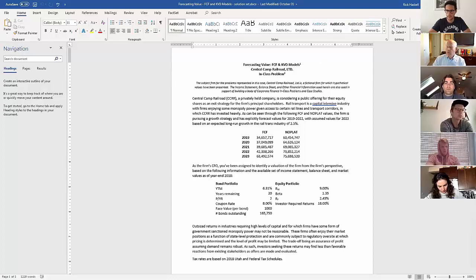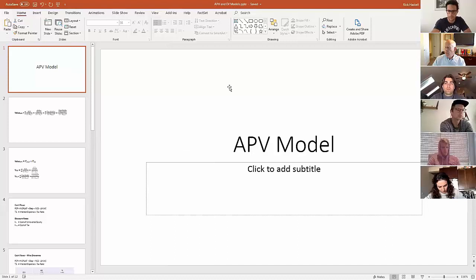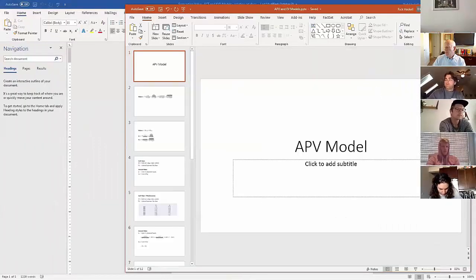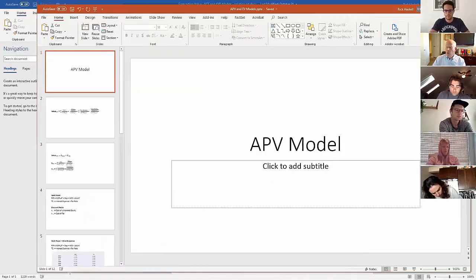Okay, so what I want to do then is spend some time looking at the APV model. I've put together a very simple PowerPoint that we'll deal with for this. I'll go ahead and post it in Canvas for you, but it's very simplified, and there's nothing here that isn't already in some of the other material that you've got.